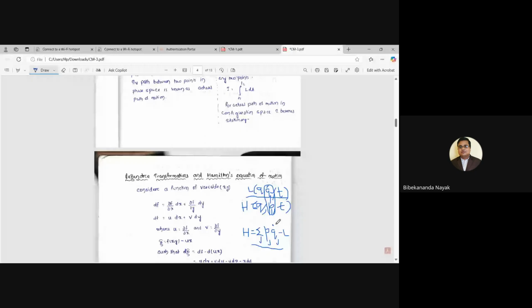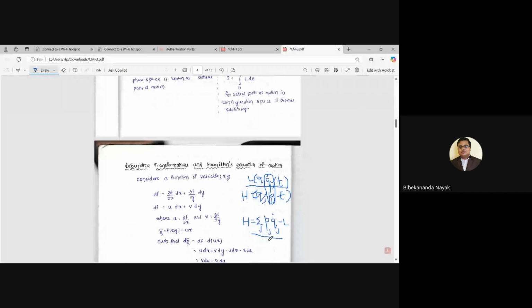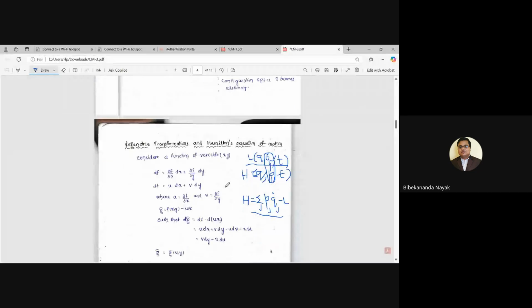For example, now if you write L, q dot cancel, the final result is a function of pj, qj, t. Clear? That is the main thing of Legendre transformation. Now for that we consider a simple function. Let's consider a function f, a function of x, y. So df is equal to del f by del x into dx plus del f by del y into dy.